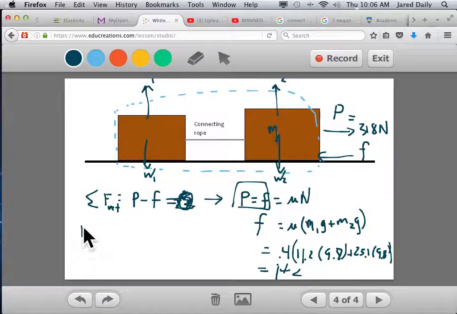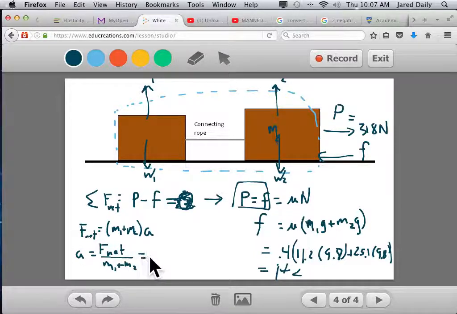And then the net force is always equal to mass times acceleration. But we have two masses, so we have to add mass 1 plus mass 2 times acceleration. So the acceleration equals the net force divided by mass 1 plus mass 2. And that will give you the acceleration.